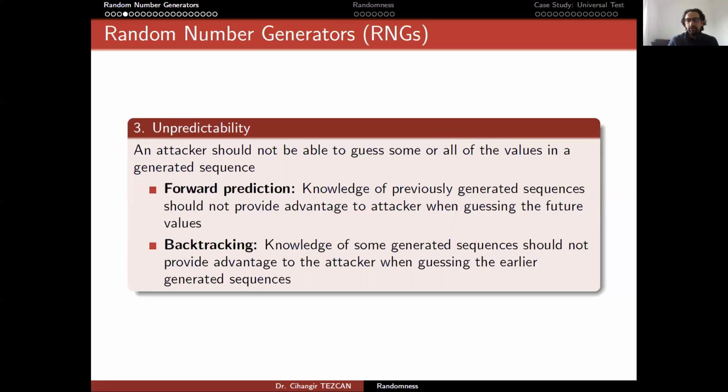But if they can go back just by looking at the value you generated, if they can guess what you produced before, this is backward tracking, and this way they can capture the previous secret keys that you used, and this way they can decrypt all of your previous communication.